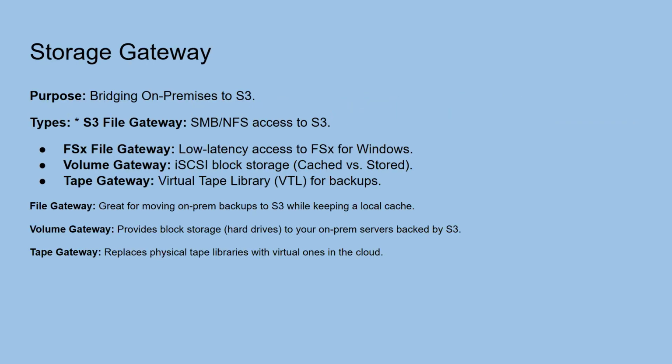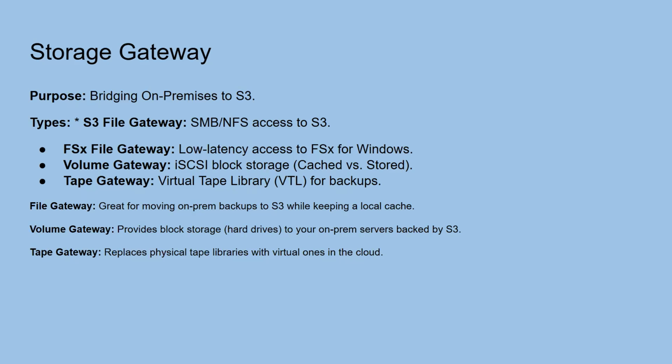We'll start with Storage Gateway. The purpose is bridging on-prem to S3. The types of gateways are S3 File Gateway, which is SMB and fast access to S3. Storage Gateway is going to connect on-prem environments to AWS storage. It lets companies keep familiar local access while storing or backing up data in AWS. Again, FSx File Gateway, low latency access to FSx for Windows, I apologize.